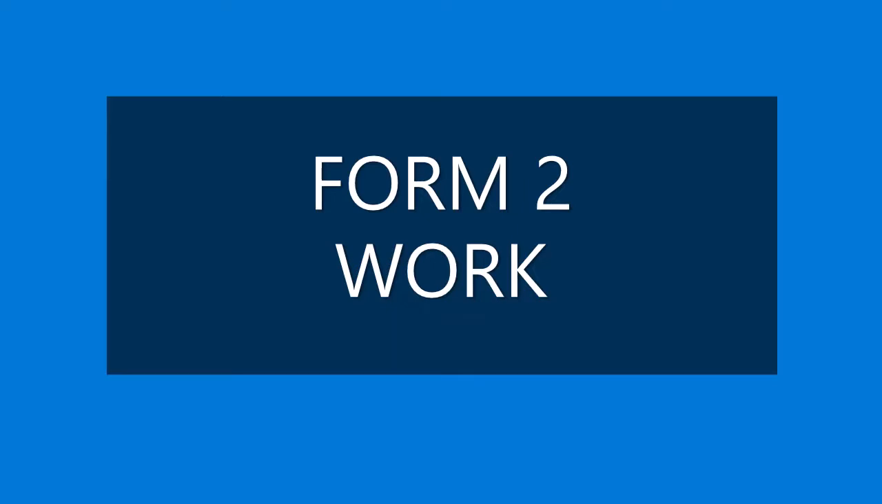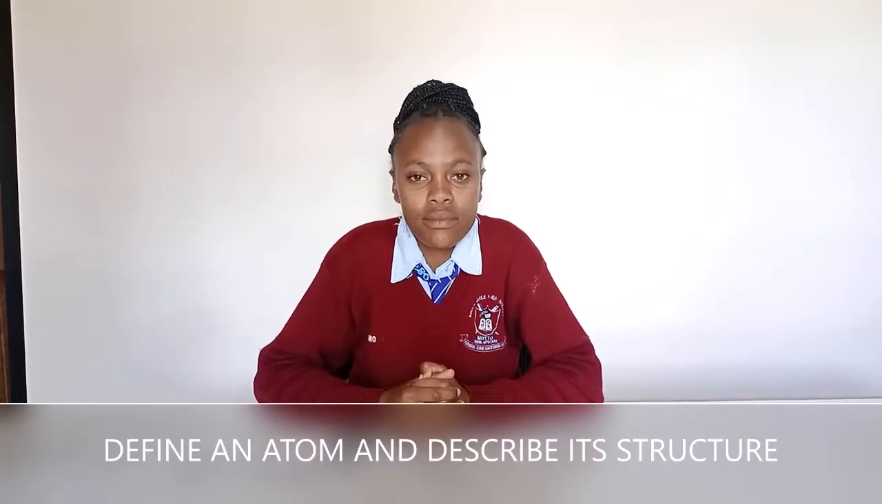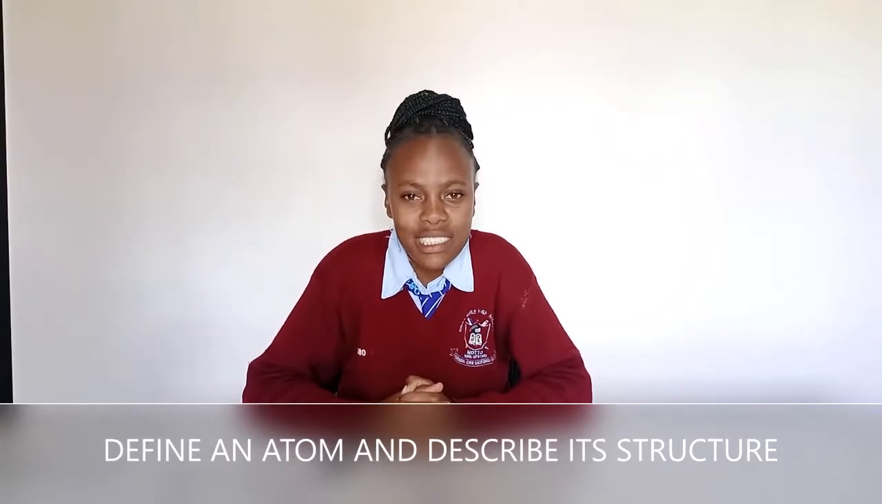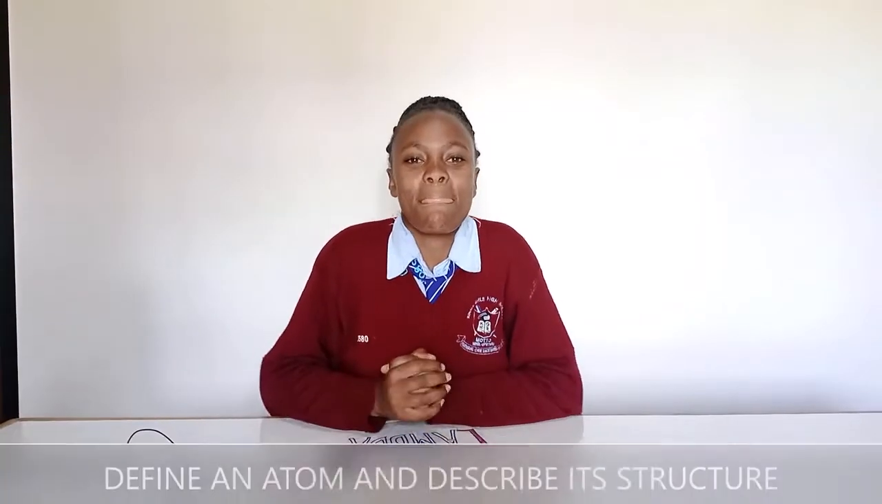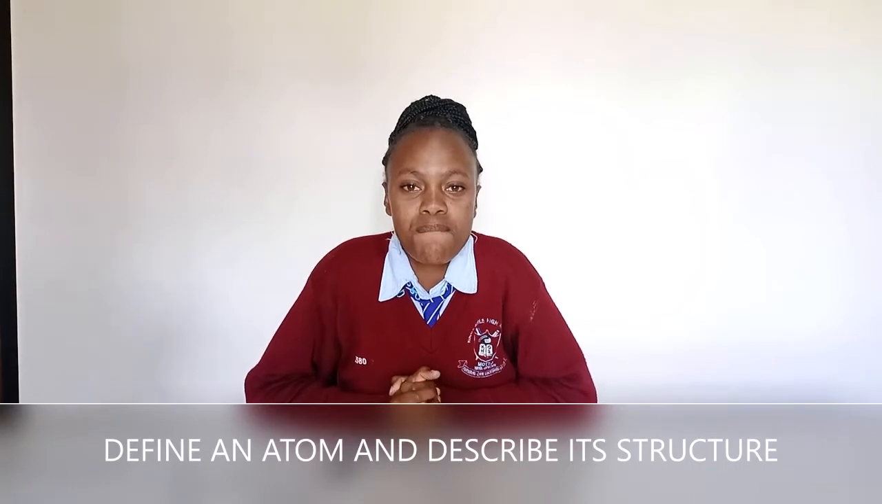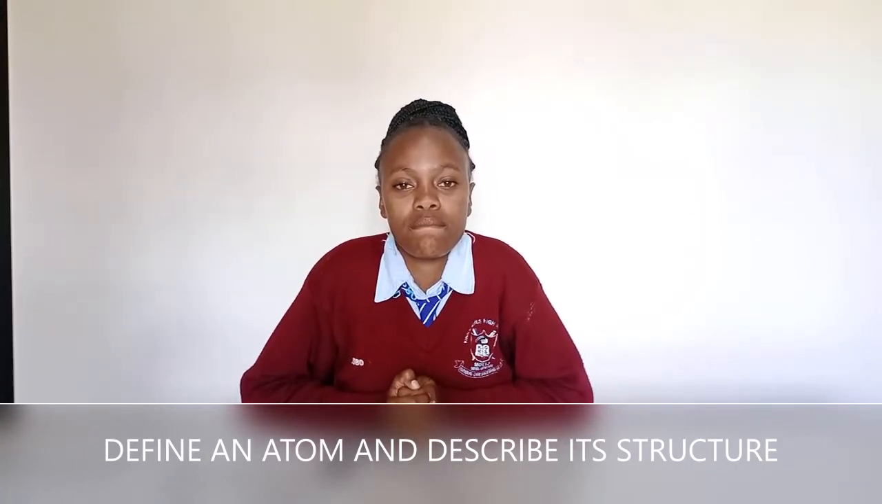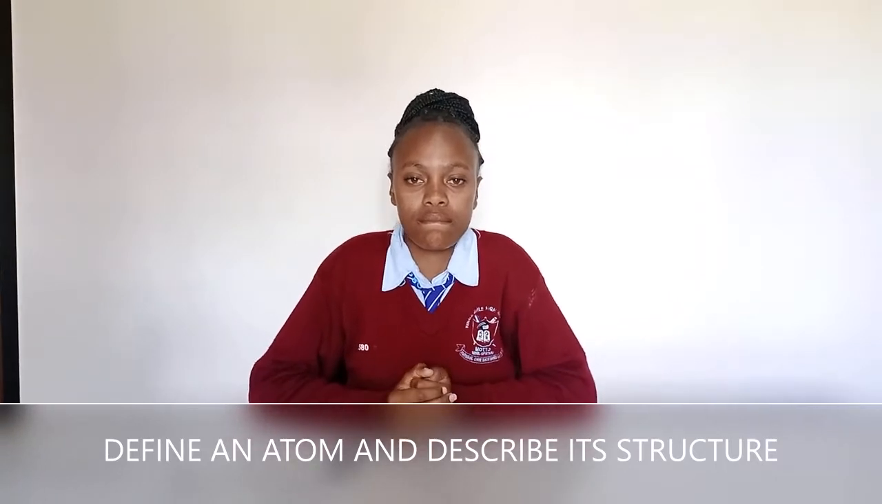Next is Form 2 work. What is an atom? And you describe its structure. An atom is the smallest particle of an element that can take part in a chemical reaction. The structure, it is made up of 2 parts, the nucleus and the energy levels.